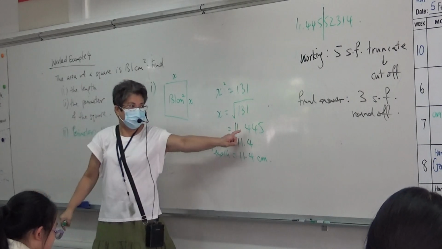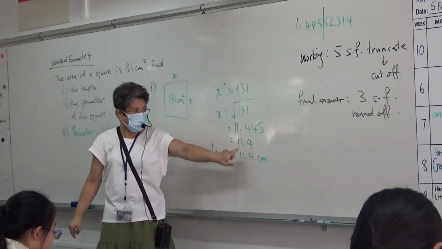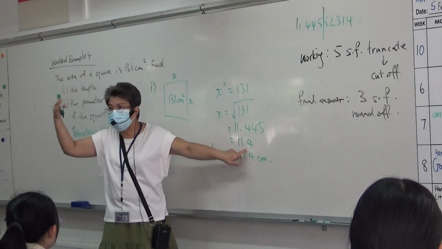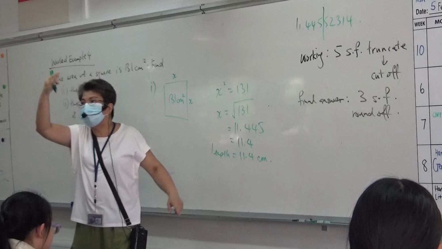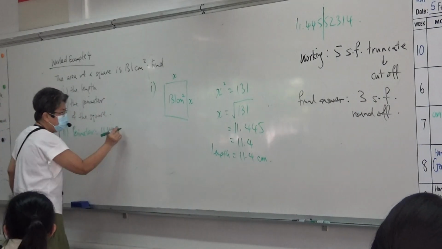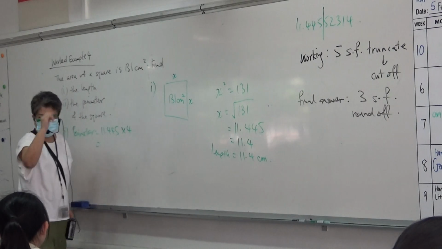11.445. You must take the 5 from it, right? You cannot take this, because it's bigger already. You only truncate. You cannot round off, then round again, and become very big. Understand? So, 11.445 times 4. All of you, tell me what's the answer.